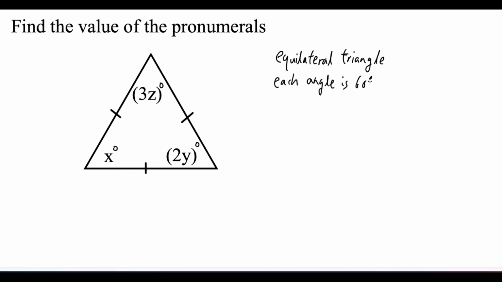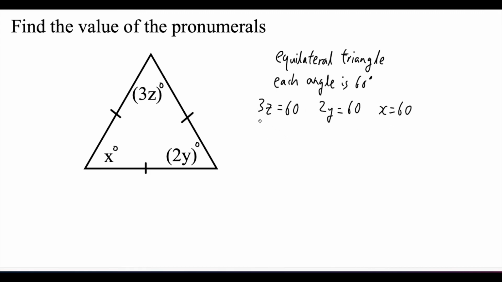So once we know this, then we can apply this number to these equations. So we know that 3z is equal to 60 degrees because this is one of the angles in the equilateral triangle. We know that 2y is also equal to 60. And we know that x is equal to 60. Right. Well, this one is already solved because it's already x is equal to something. So we just have to solve these two equations.